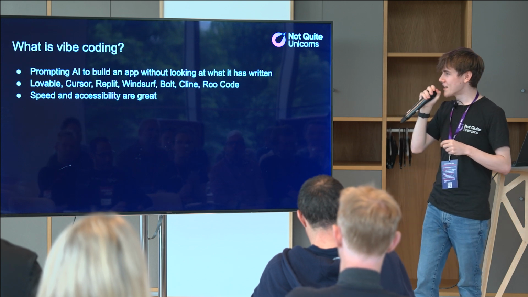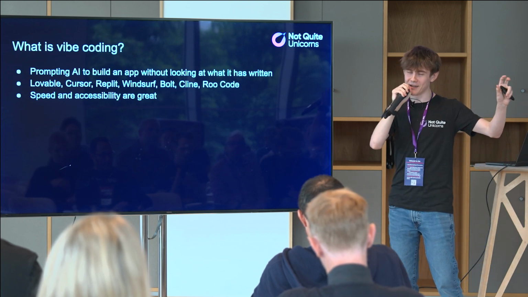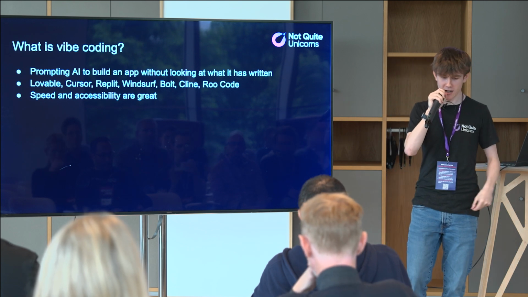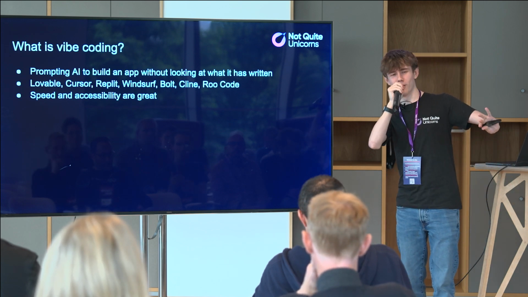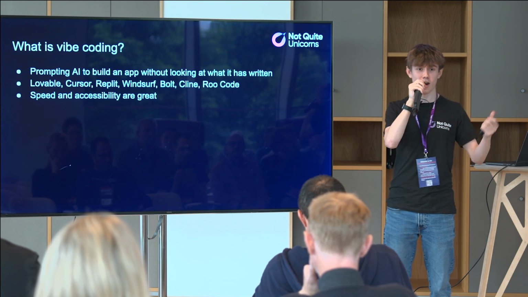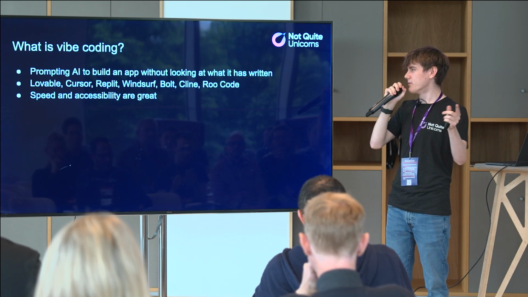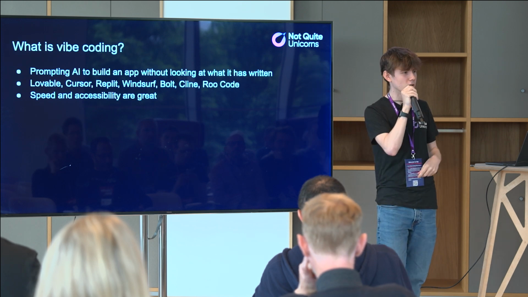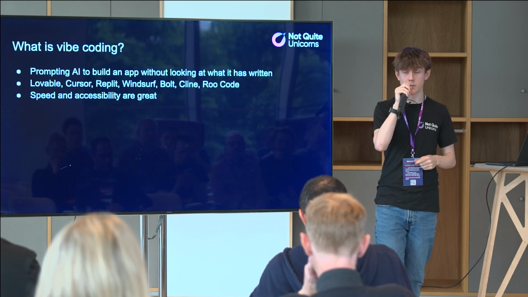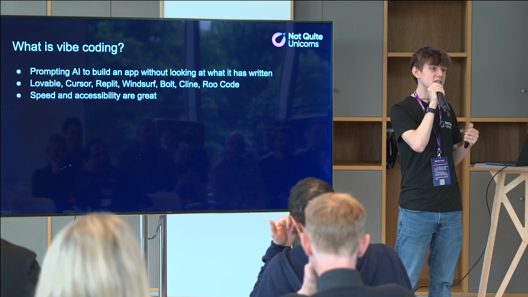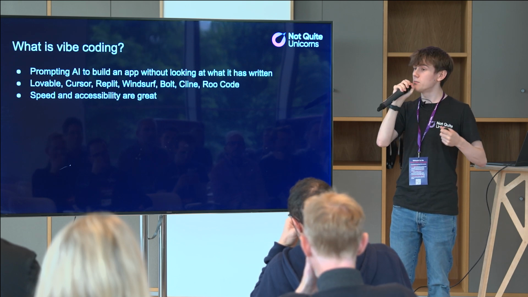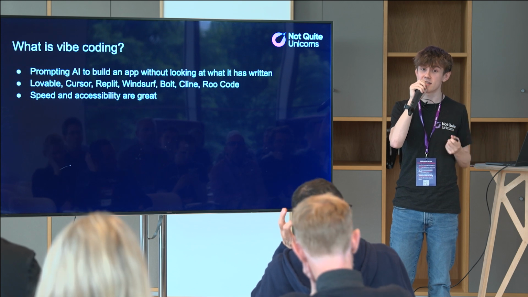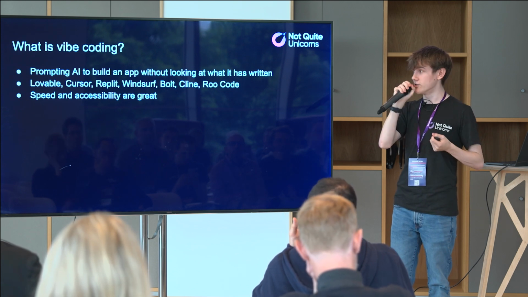Okay. So vibe coding is, roughly speaking, prompting an AI to build an app without actually looking at what it's written. Like you kind of build it and then you go, I think it works, and then you hit deploy and your app works. Platforms where you can do this, platforms like Lovable, Cursor, Replit, Windsurf, Bolt, Cline, RooCode, all different variants of the same concept. That's great for speed and accessibility because it means you can build anything super, super fast. And it also means that these things are accessible to you as a non-technical user.